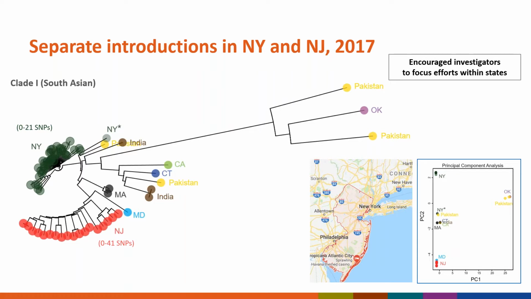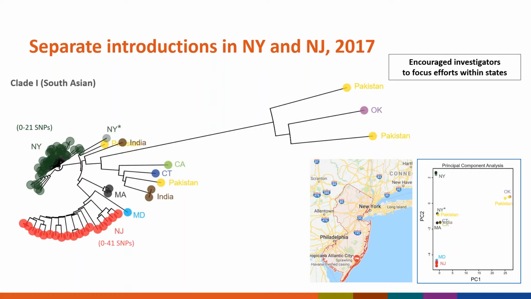Where we started to see outbreaks of C. auris in the New York and New Jersey area. One of the first questions we asked is, we predict that there's transmission from what we had seen within the states, but was there transmission between the states? Because many of these healthcare facilities in New York and New Jersey were really close to one another, sometimes 20, 30 miles from each other.